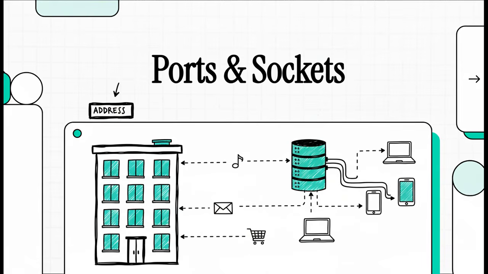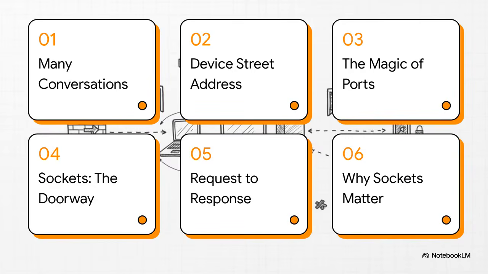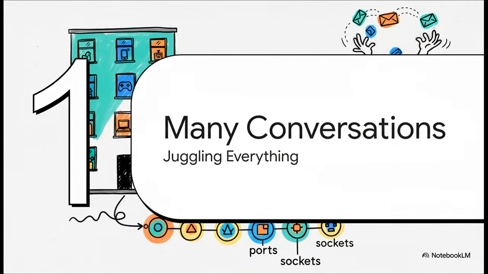Today, we're going to pull back the curtain on two of the most important pieces of that system, ports and sockets. So, here's our game plan. We'll start with how one computer can have so many conversations. Then we'll get into your device's street address and the apartment number for your apps. We'll see how those combine to create a unique doorway, trace a request from start to finish, and wrap up with why this whole system is so incredibly important.